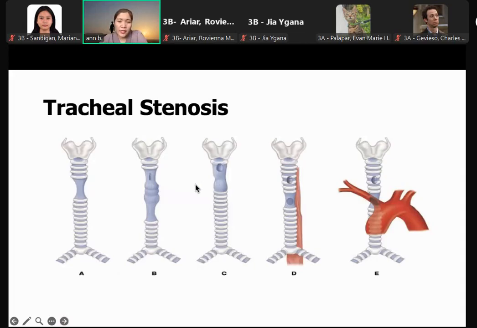So we have this in your diagram, pictures in your book. We have the types of tracheal stenosis, so please go over it. This picture, letter D, is the tracheoesophageal fistula, and E is the tracheoinnominate fistula.